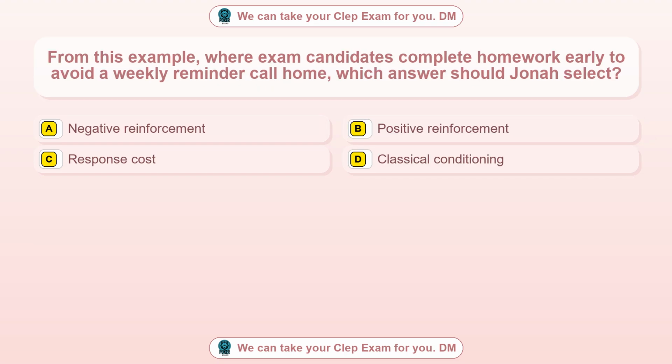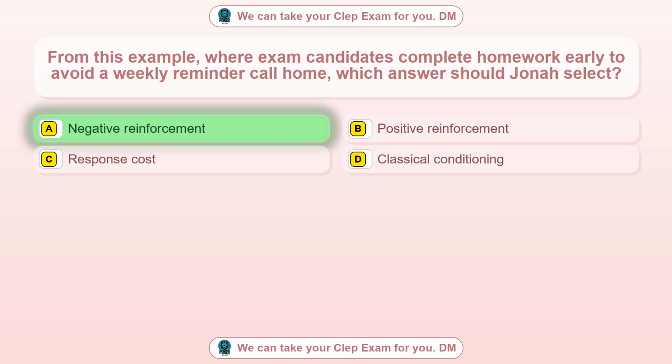Question 3. From this example, where exam candidates complete homework early to avoid a weekly reminder call home, which answer should Jonah select? Option A, negative reinforcement. Option B, positive reinforcement. Option C, response cost. Option D, classical conditioning. The correct answer is option A.